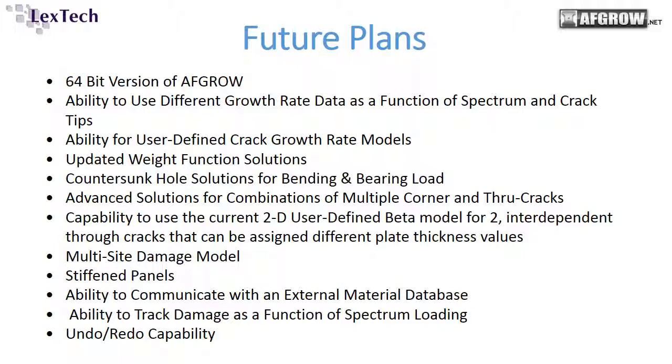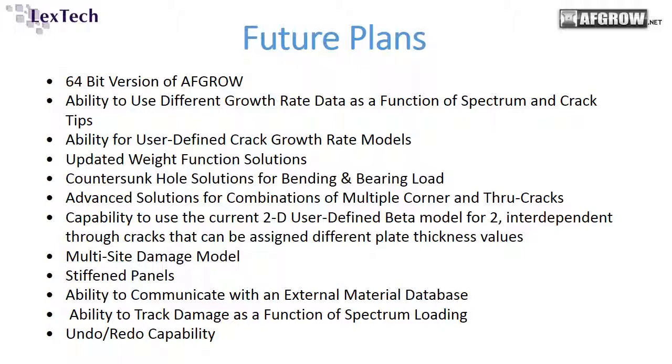We wanted to look at using 2D user-defined beta for two interdependent through cracks that can be assigned different plate thickness values. This was useful for people that wanted to put in their own solution in two different directions and then account for thickness for each case separately. The multi-site damage model, where we have multiple cracks at multiple holes. At first, we'll do this for a very wide plate, and then we'll see where it goes from there. We also have been requested to look at the effective stiffeners in the panel. That comes out of Rooke and Cartwright, and we'll hopefully put that in the near future as well.